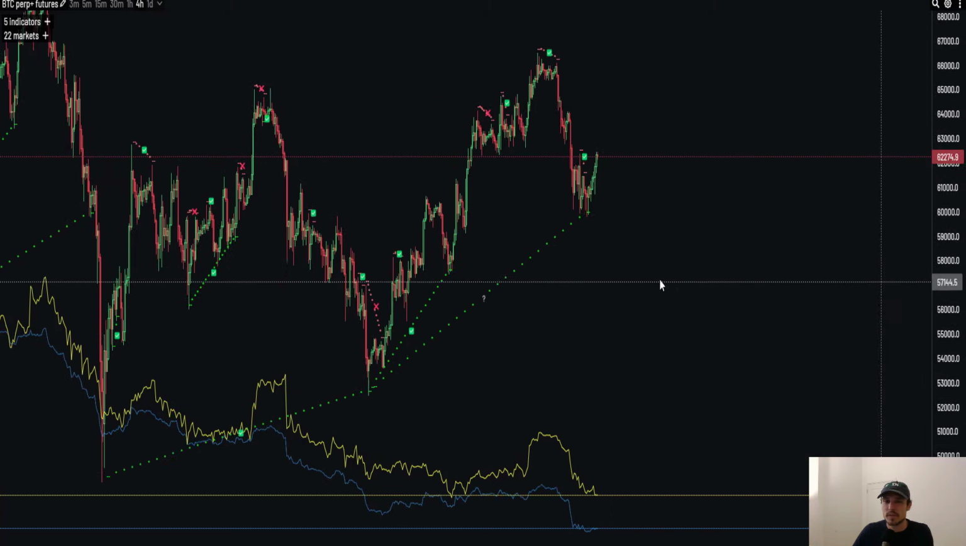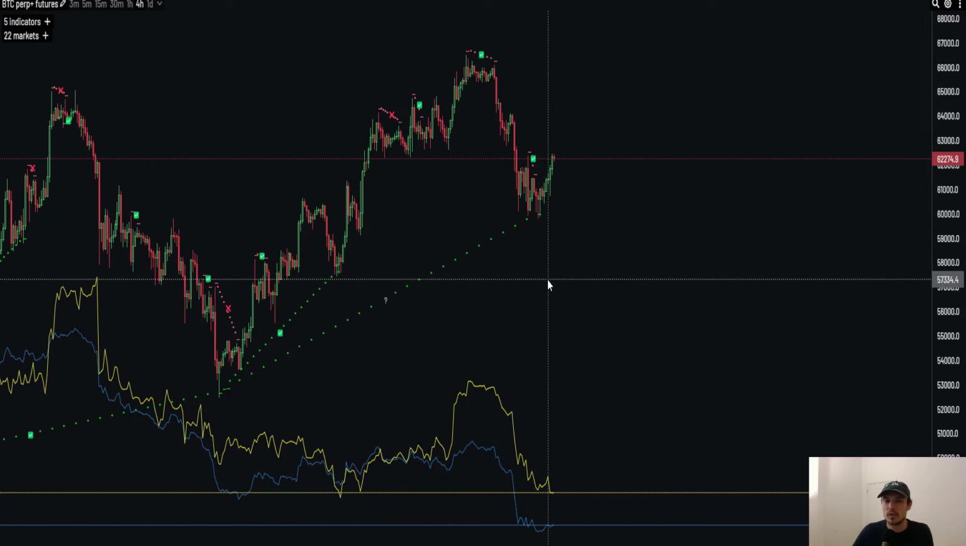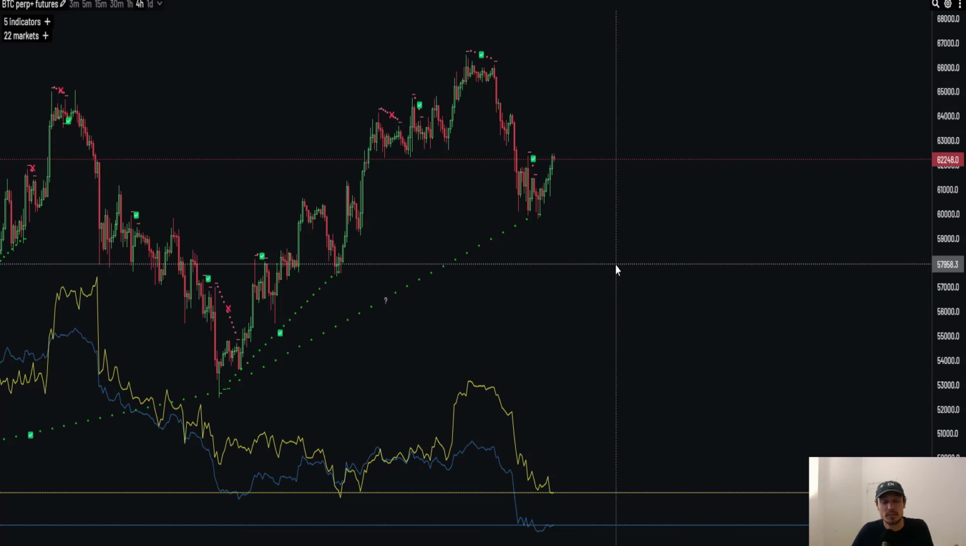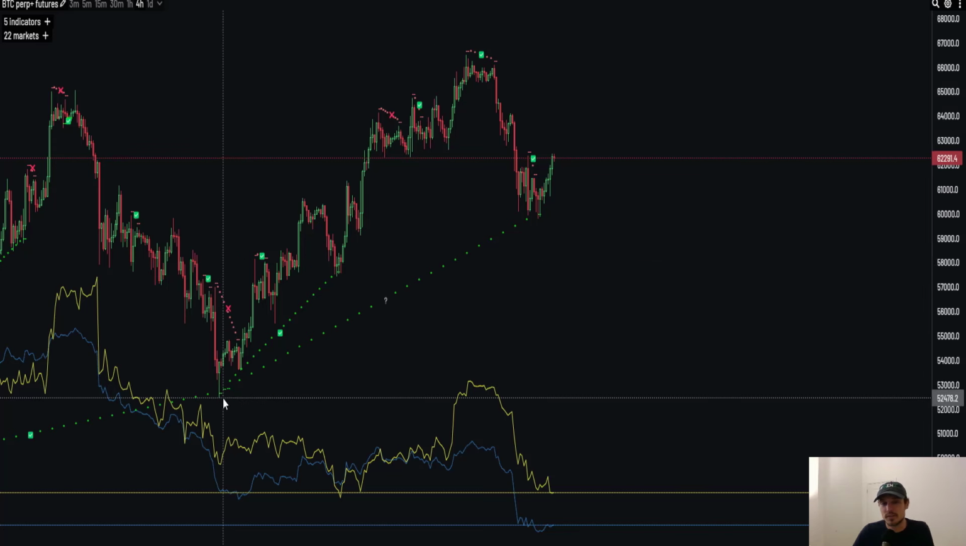So this is something that we're going to be looking out for locally as well. We already have a 4-hour bullish CVD divergence. Even if price would move towards the downside, you still have more than enough space for this bullish CVD divergence before it would be invalidated, because the invalidation is 52k.